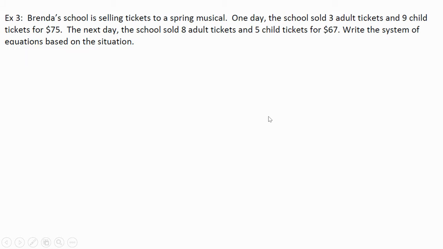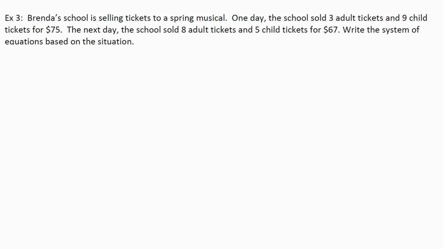All right. Example number 3. Brendan's school is selling tickets to a spring musical. One day, the school sold 3 adult tickets and 9 child tickets for $75. The next day, the school sold 8 adult tickets and 5 child tickets for $67. Write the system of equations based on that situation.